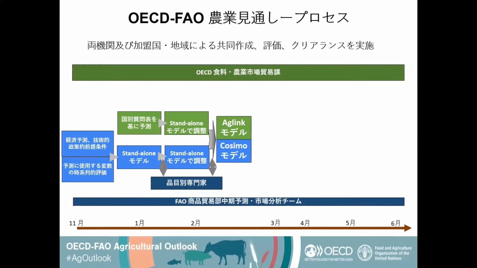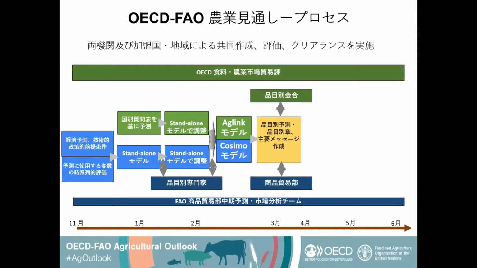Then we join both models, and then it becomes the well-known AgLink COSIMO. Next. And with that joint model, we produce our commodity projections and derive our findings. They are subject to a lot of scrutiny and revision and input, where Japanese experts are also closely involved.